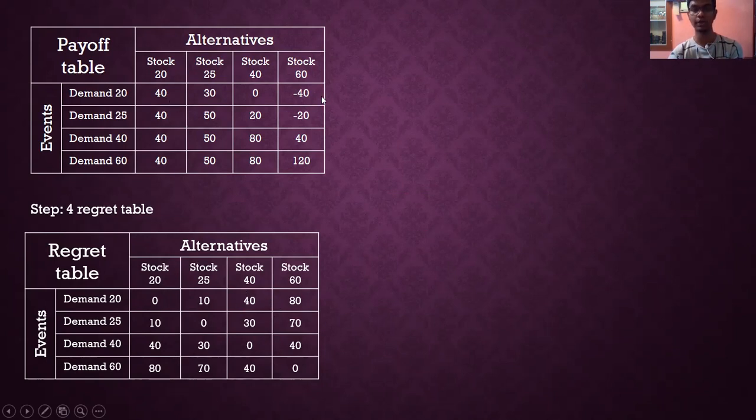Then 40 minus of minus 40. So that minus into minus will become plus. So 40 plus 40 will be 80, so that 80 we are writing here. So now the first row is done.